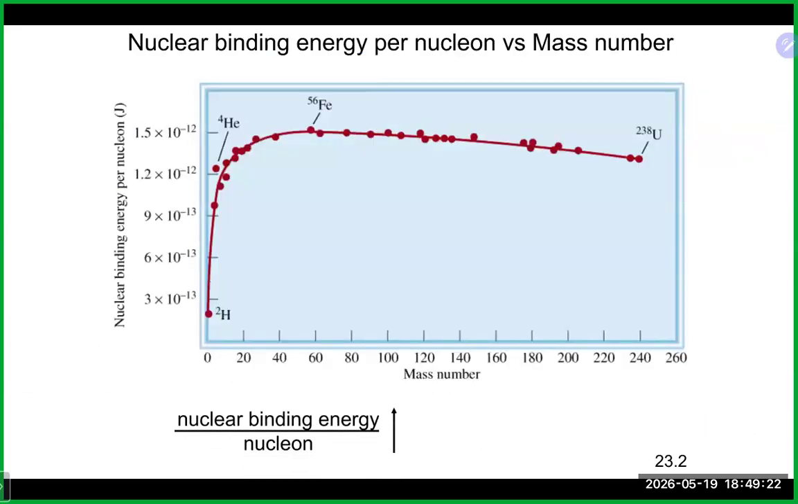Actually, let's take a look at this. As I mentioned before, the nuclear binding energy per nucleon is also a measure of stability. And again, the higher the binding energy per nucleon, the more stable it is. As you can see here, iron-56 is the champ in terms of binding energy per nucleon. It is the most stable.